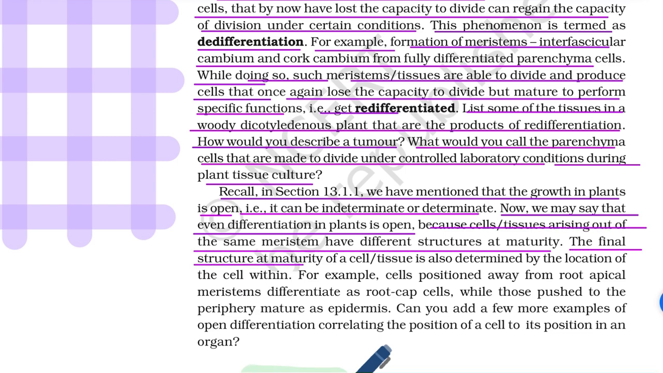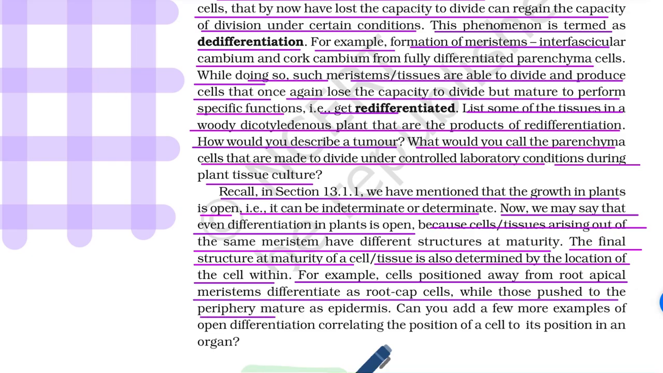The final structure at maturity of a cell or tissue is also determined by the location of the cell within the plant. For example, cells positioned away from the root apical meristem differentiate as root cap cells, while those pushed to the periphery mature as epidermis. Can you add a few more examples of open differentiation correlating the position of a cell to its position in an organ?